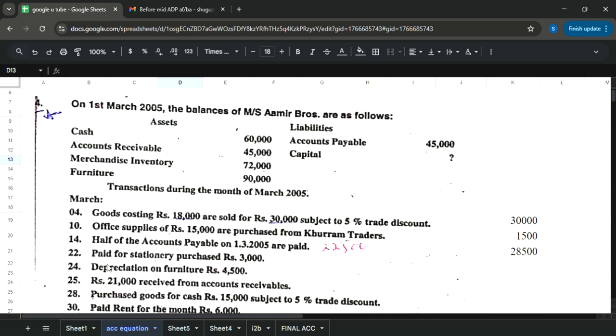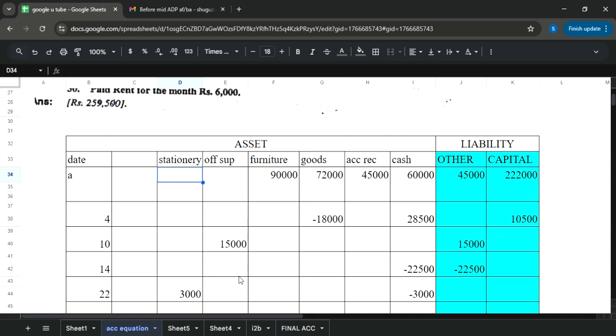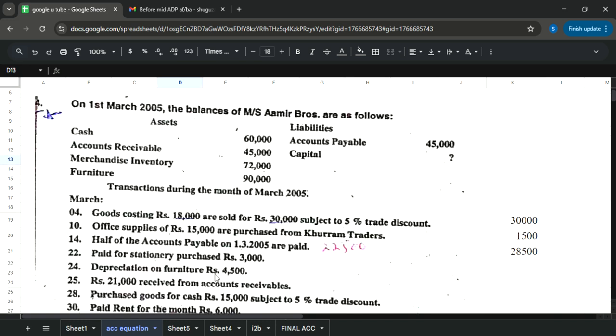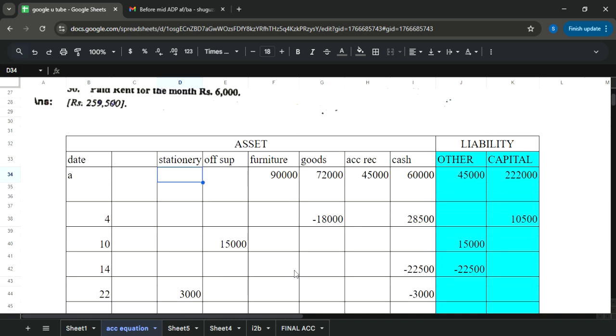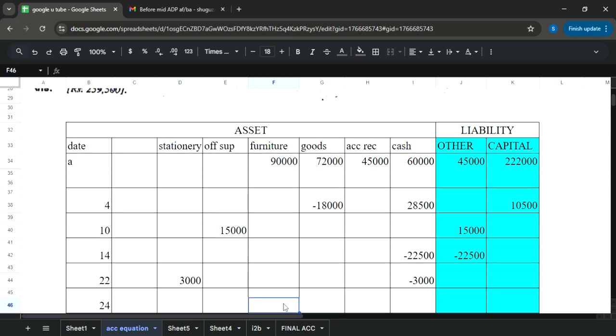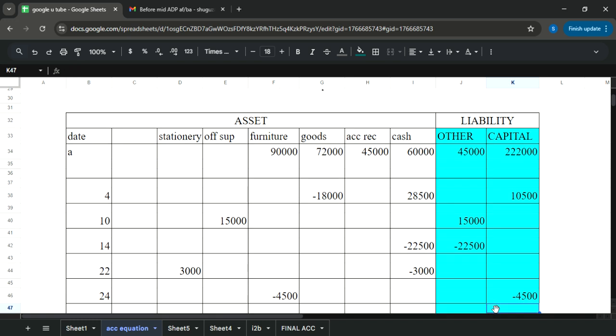22nd entry is completed. Next, depreciation on furniture. Depreciation means decrease in value of furniture. How much? 4,500. This is your furniture. The value of furniture has been decreased. That is why you will put a minus sign, 4,500. Since it's an expense which would be borne by the owner, at the same time a minus sign would be posted with this 4,500. Expenses are subtracted, incomes are added. That is why you have put a minus sign, because of decreasing value.